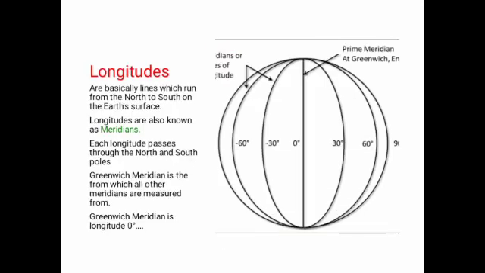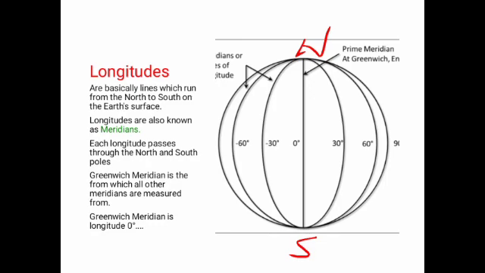Let's look at longitudes. Longitudes are basically lines which run from north to south. Remember, this is our north and this is our south. Longitudes are also known as the meridians. Each longitude passes through the north and the south poles.